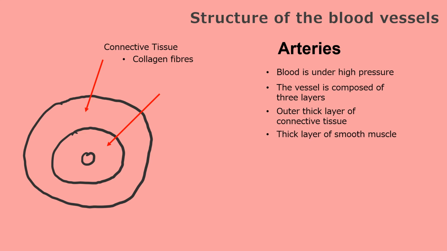The next layer is a layer of thick, smooth muscle. And in this smooth muscle, we have elastin fibers, giving it flexibility, allowing it to maintain the pressure within the artery. There are actually two layers of smooth muscle. We have the circular and the longitudinal muscle, and these work together to help keep that pressure high in the artery. And then there's an endothelium layer of cells.